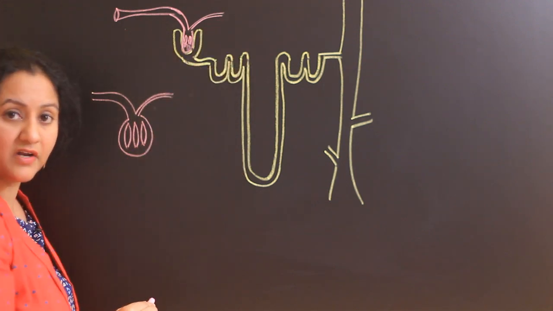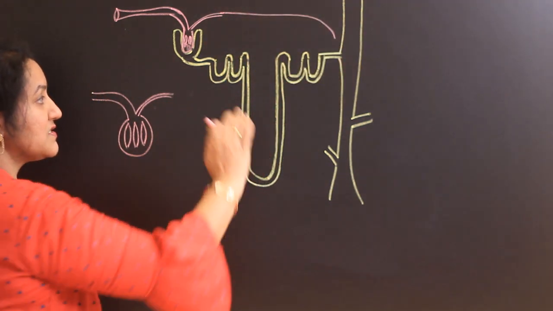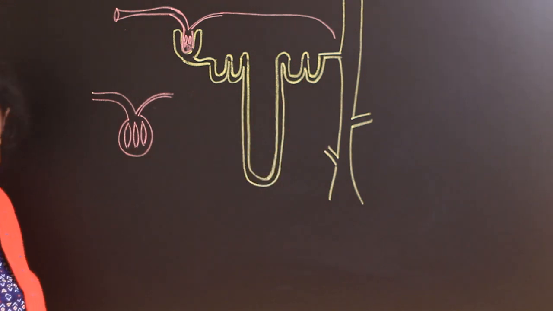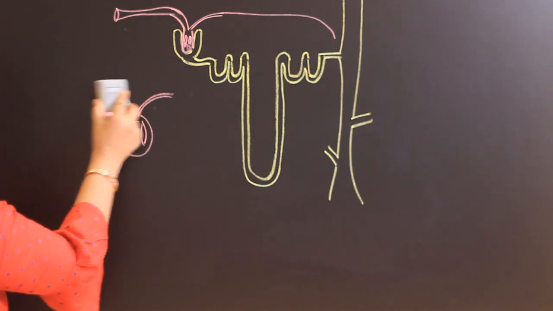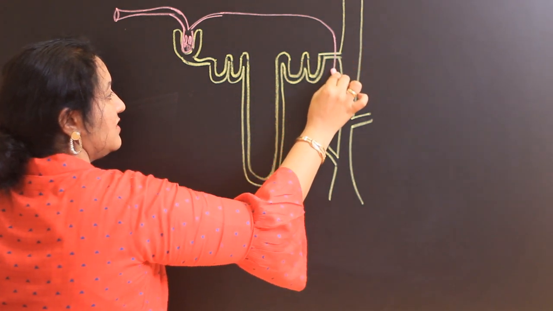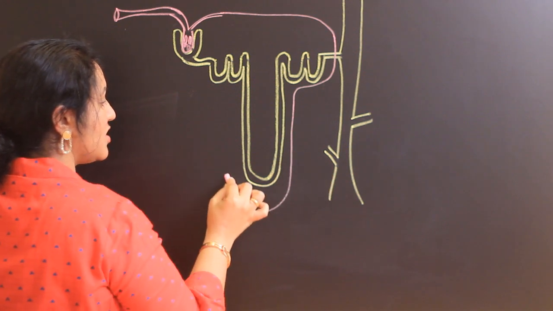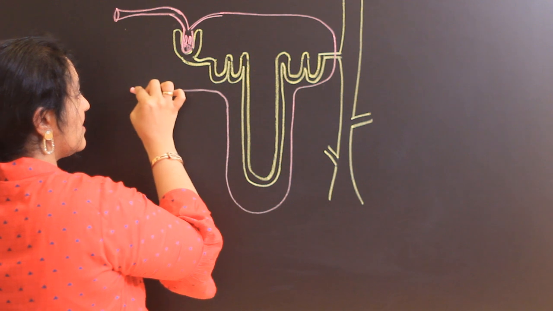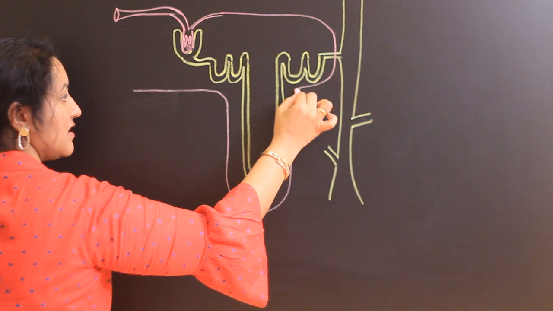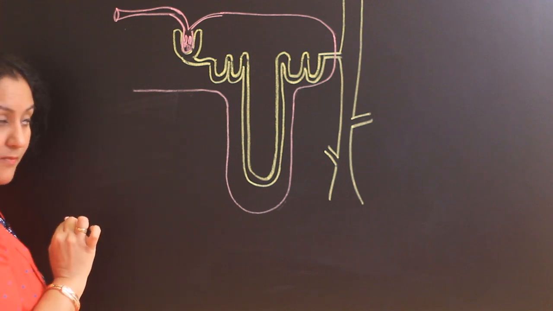Now what happens to this efferent arteriole? They form branches and completely surround this entire tubular part of the nephron. So I'll just draw it like this. Draw a line, and one of this line has to go parallel to the loop of Henle and then just comes out like this. Okay, so I have drawn a line from efferent arteriole. It has come around this loop of Henle, parallel to loop of Henle, and then it has come out.